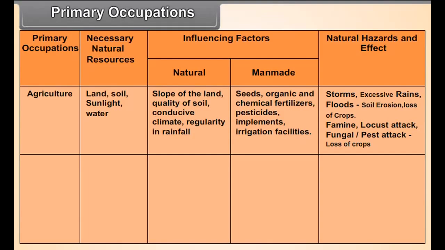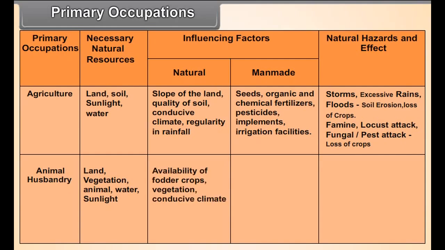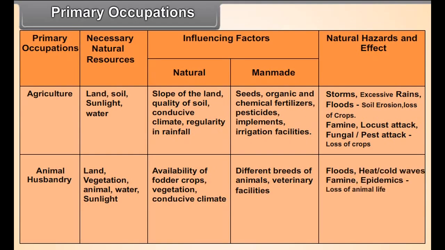Primary occupations, animal husbandry. Necessary natural resources: land, vegetation, animals, water, sunlight. Influencing factors, natural: availability of fodder crops, vegetation, conducive climate. Man-made: different breeds of animals, veterinary facilities. Natural hazards and effects: floods, heat or cold waves, famine, epidemics, loss of animal life.